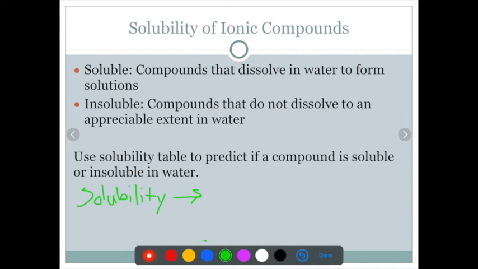So if I'm making lemonade with the Country Time lemonade powder, and I really like my lemonade strong, and I dump a bunch of powder into the water, eventually it's going to stop dissolving, right? The solvent can only hold so much solute. So it has to do with the quantity that can be dissolved in that amount of solvent.